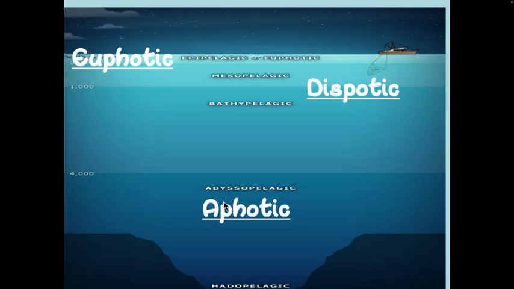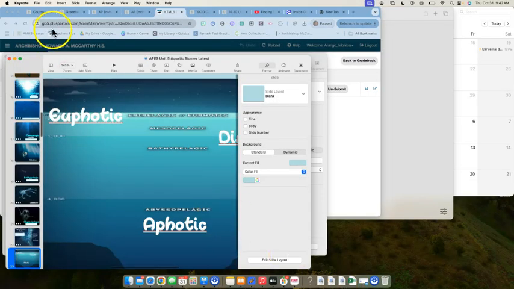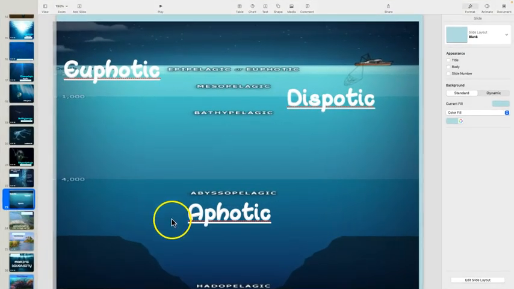So what is that? What is this right here? Good. The hadal zone is where my trenches are. So next to the word hadal zone, you should see the word trench. That's it.